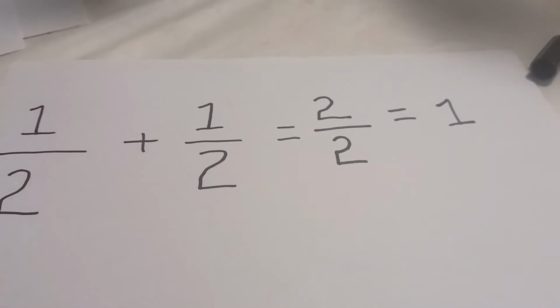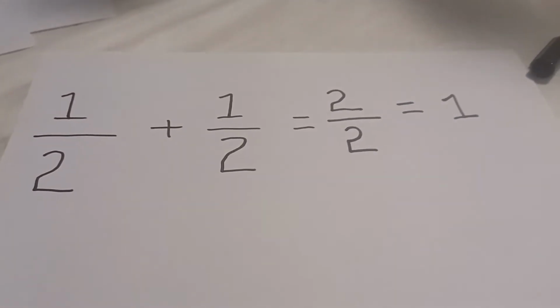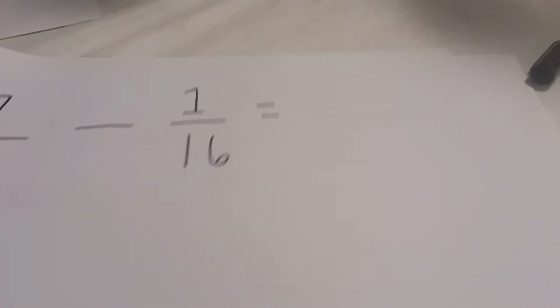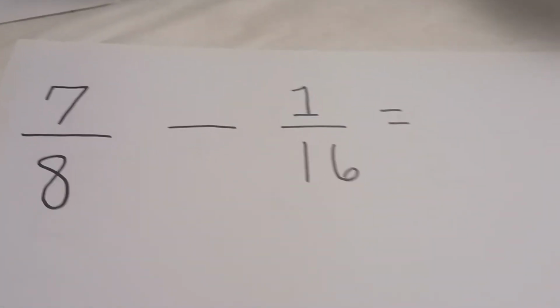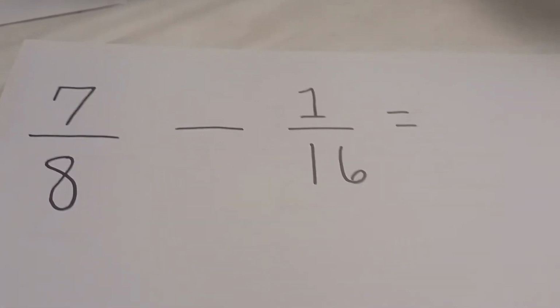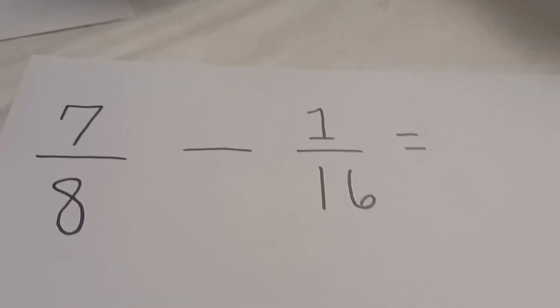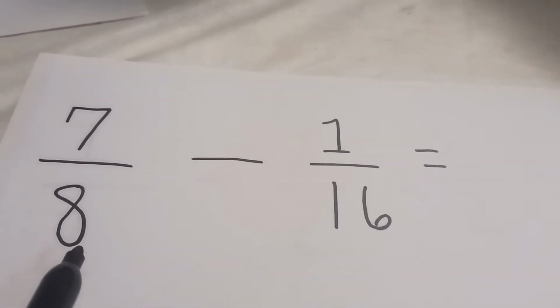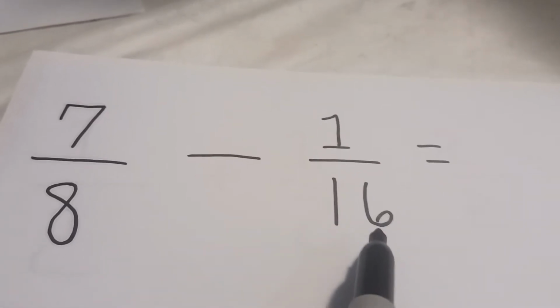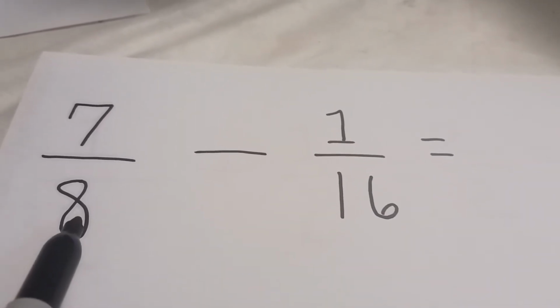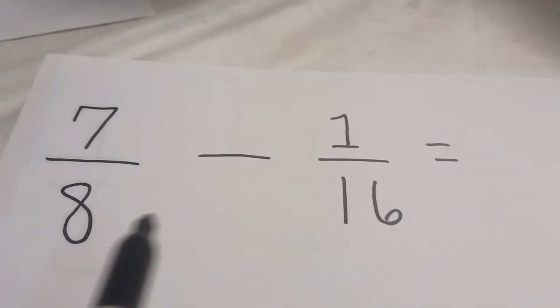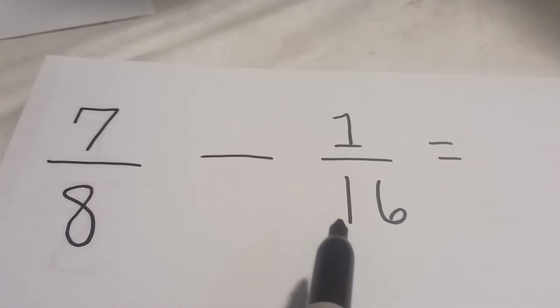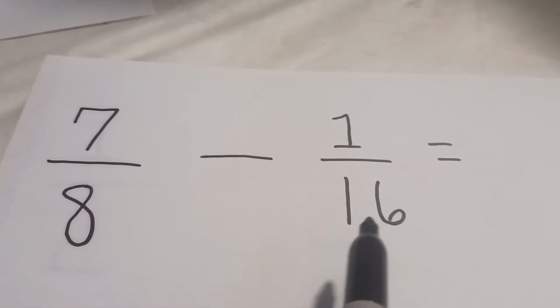Now let's move to a problem that's a little bit more difficult. What you see right here is 7/8 minus 1/16. You can automatically tell that our bottom numbers are different. These fractions are called unlike fractions. So we know the procedure is to get our bottom numbers the same in order to solve our problem.